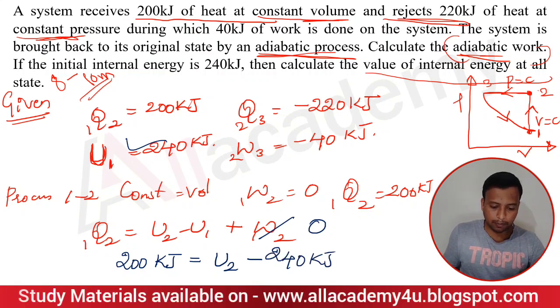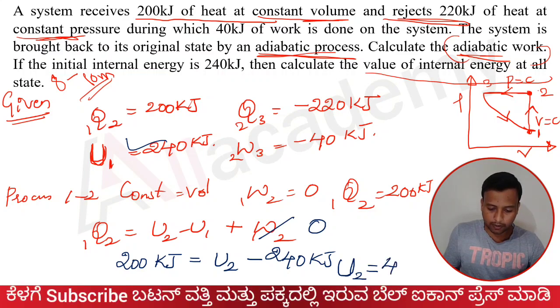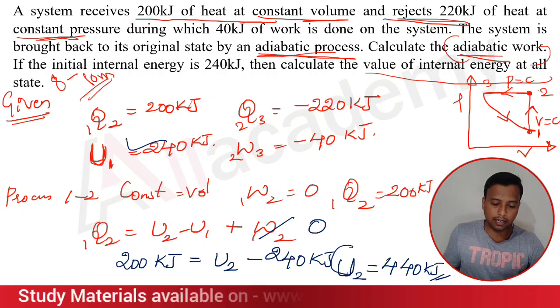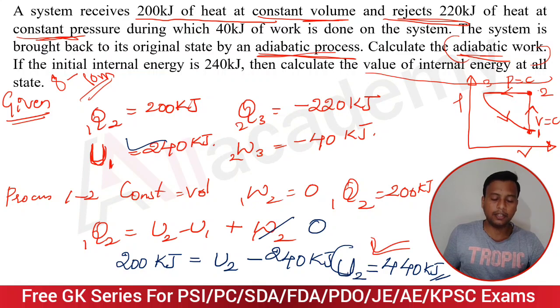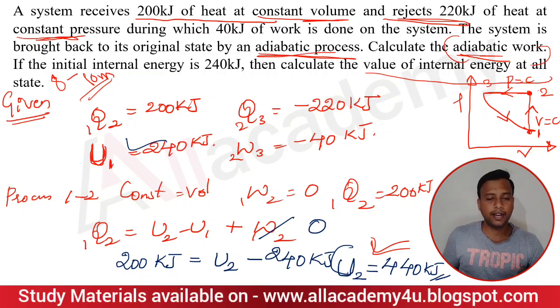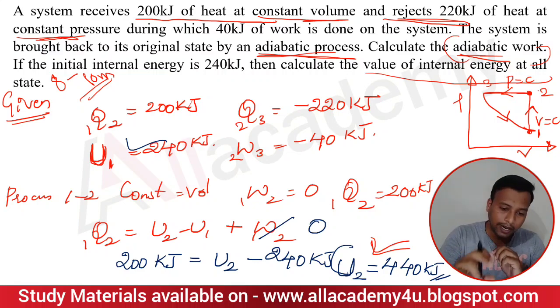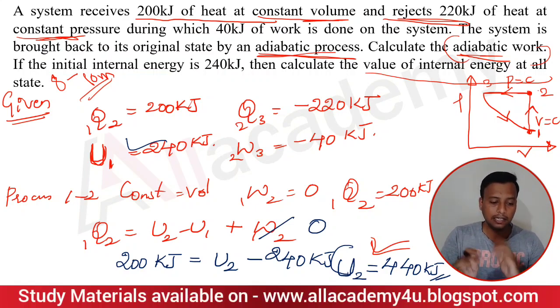Now if you replace it, you will get U2, the internal energy at state 2. If I shift it here, this becomes positive, so it is 440 kilojoules. This is the internal energy at condition 2, U2 is 440 kilojoules. Now we have identified one internal energy. Similarly, we need to identify U3, the internal energy at the third condition.